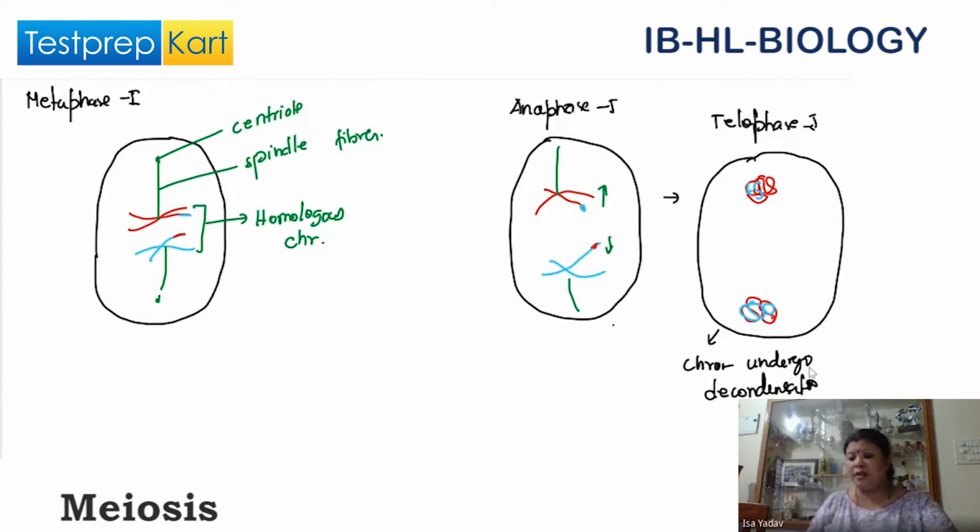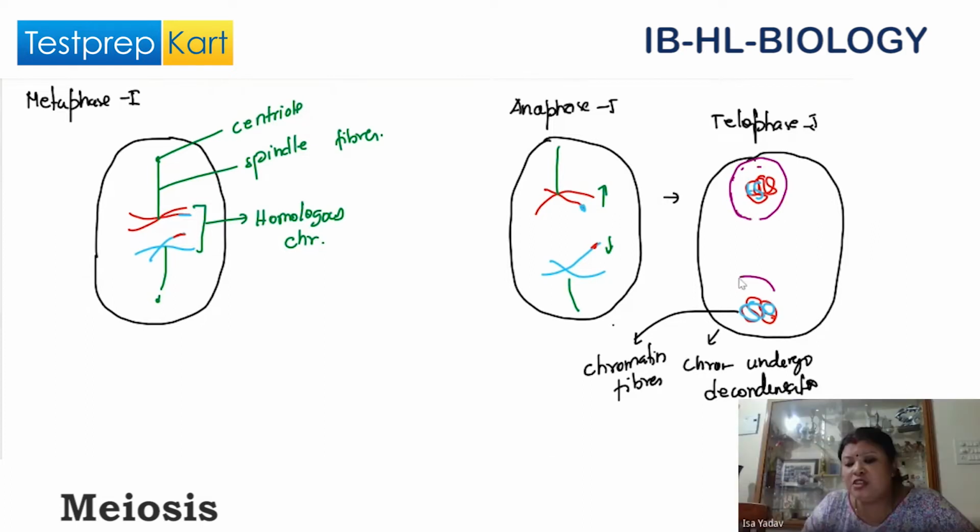decondensation. That means decondensation means these will become thread-like again. And these are nothing but they are called chromatin fibers. Okay, next. Around this chromosome, gradually nuclear membrane and nucleolus will reappear.